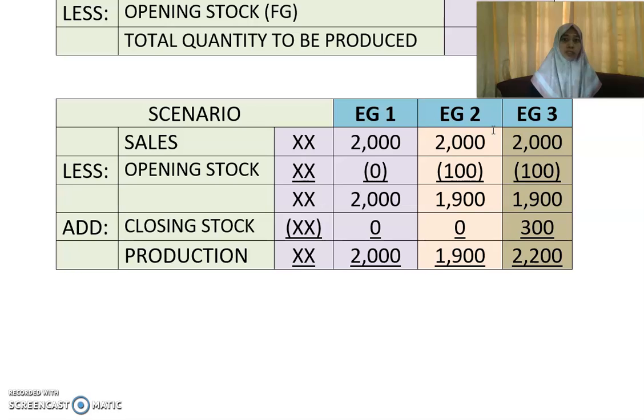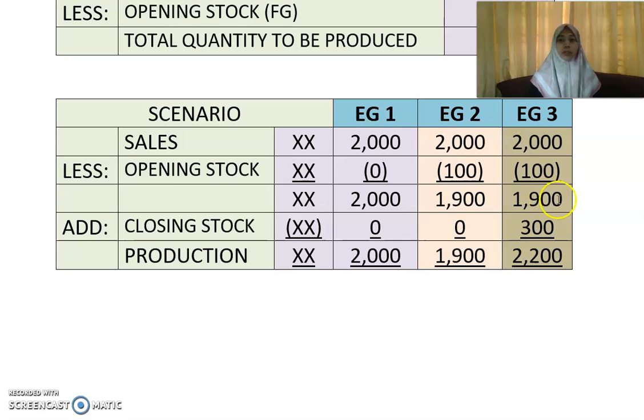So I want to sell 2,000 units. I already have in stock, or my opening stock, 100 units. Therefore, I just need to produce 1,900 units. I don't have any closing stock. Okay. Now, let's look at example 3. So I want to sell 2,000 units. How many opening stock that I have? I already have in stock 100. So that means I only need to produce 1,900 units.